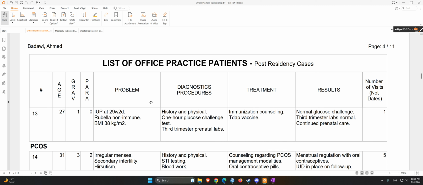Okay. Do you do a urine pregnancy test? Oh yes, yeah, in the office, yes. Okay, all right, cool.